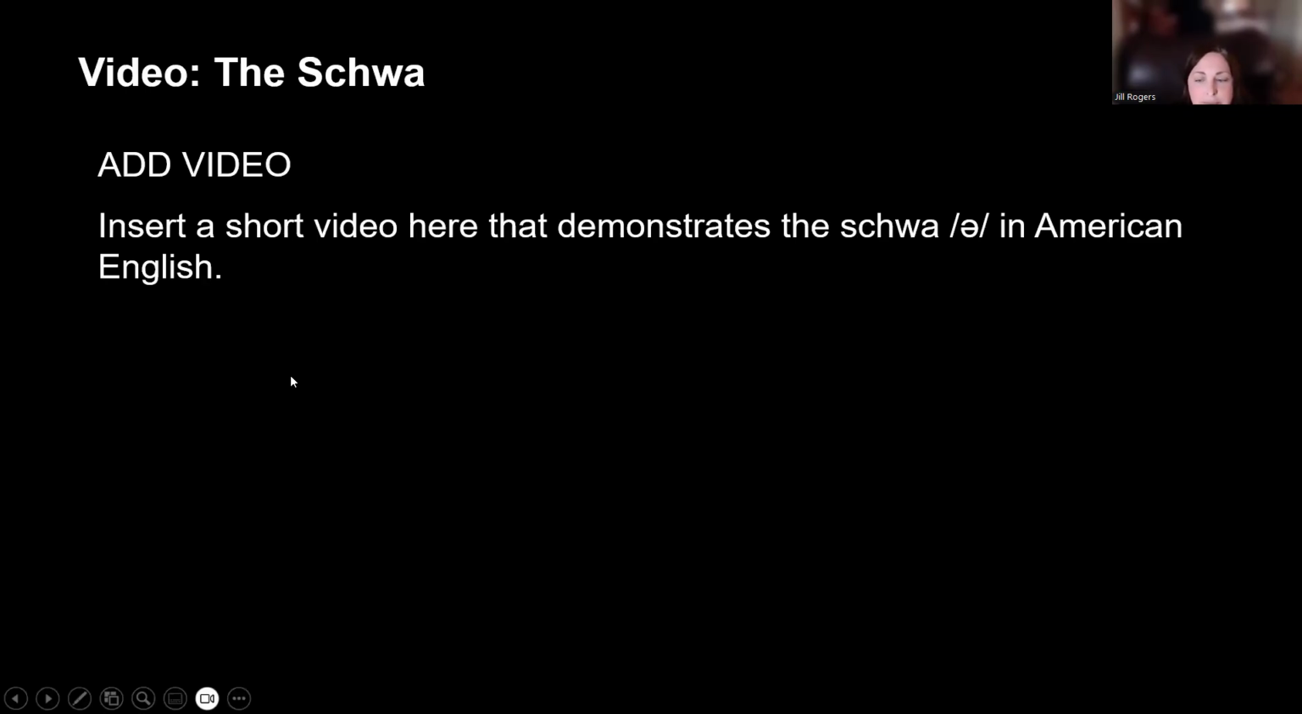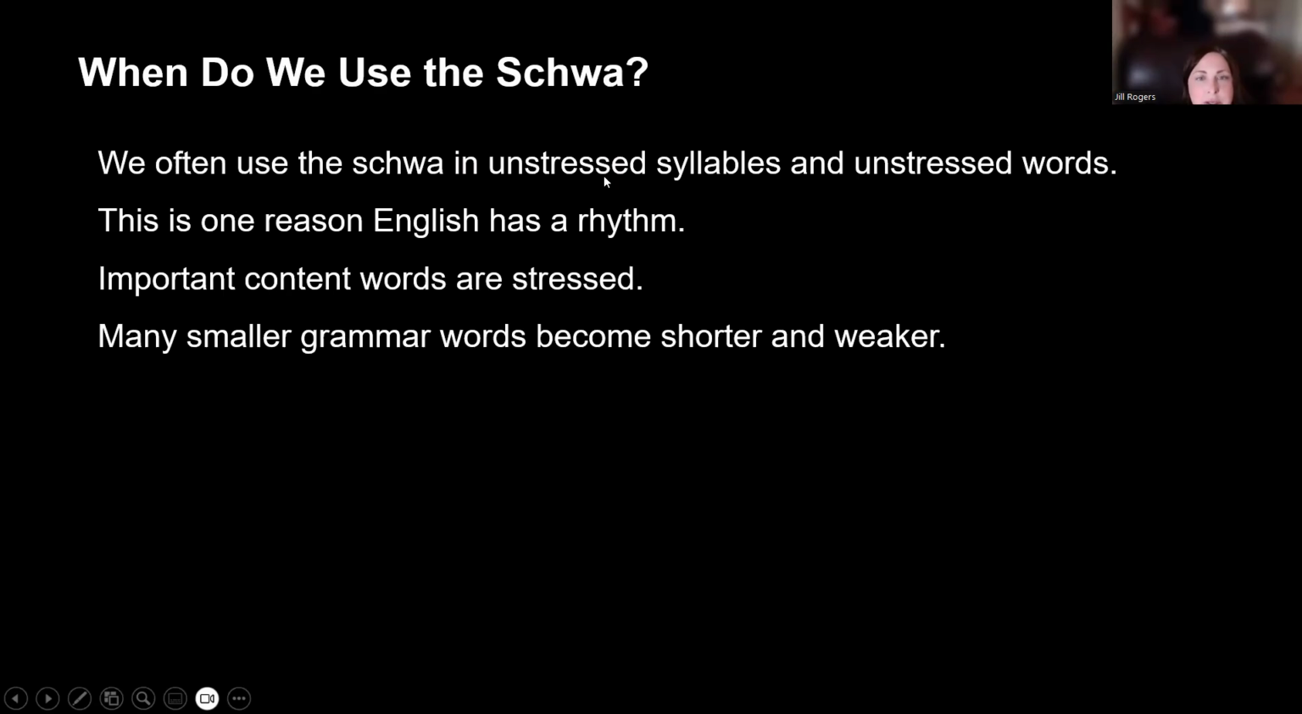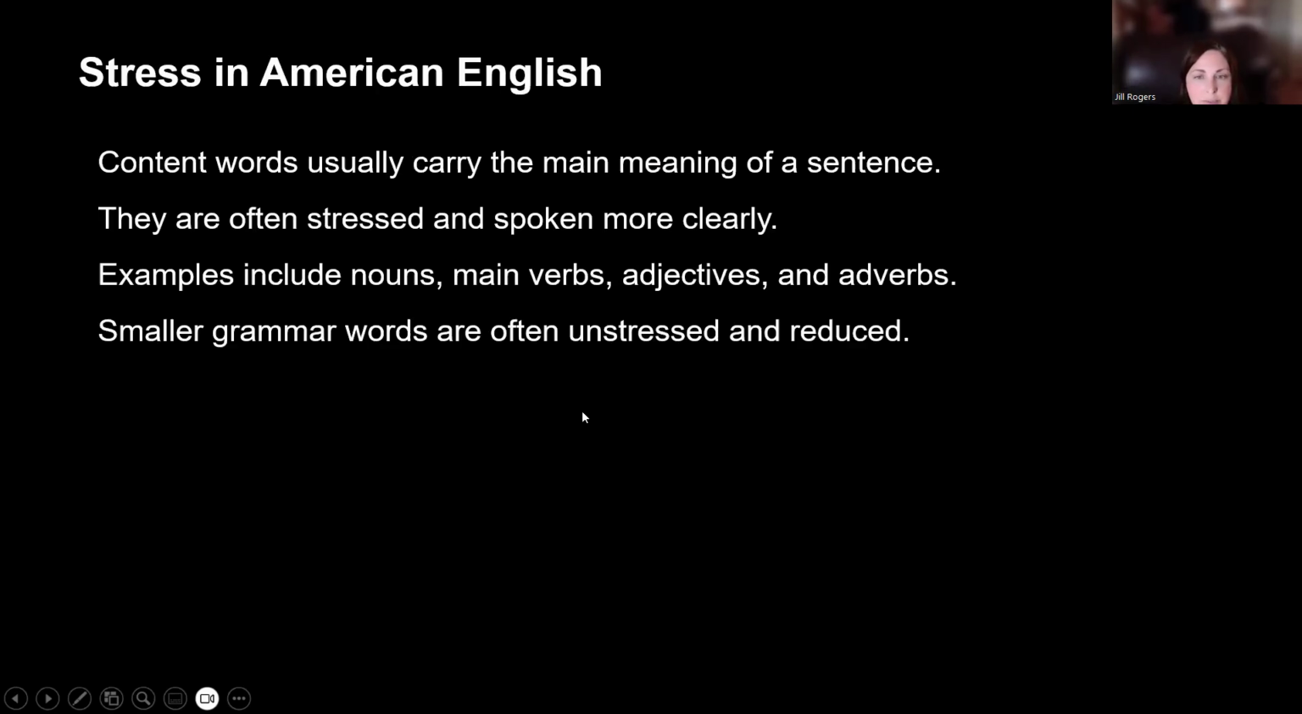So we use the schwa in unstressed syllables and unstressed words, like I said. This is one reason why English has a rhythm. We also want to know that important content words are stressed. Content words are nouns, verbs, and adjectives, and stressed means they're said louder and longer than other words. Also, many other smaller grammar words become shorter and weaker, and a lot of them are unstressed, and you can use the schwa on some of them.